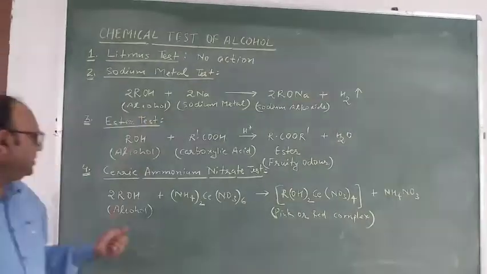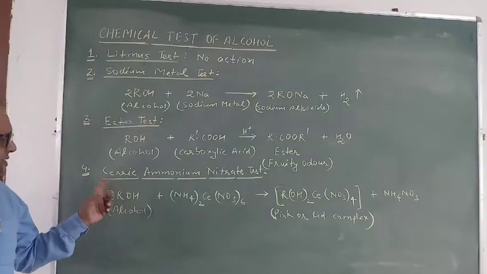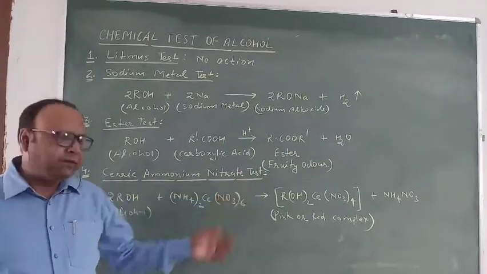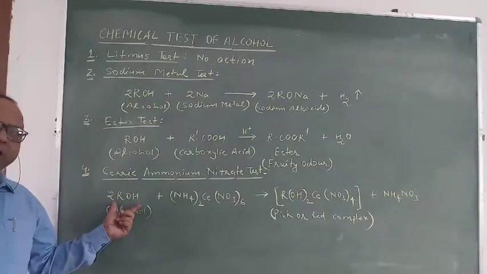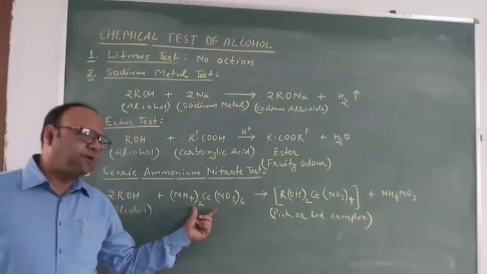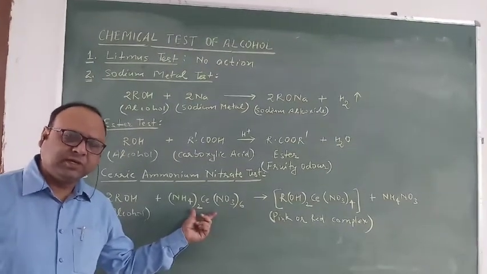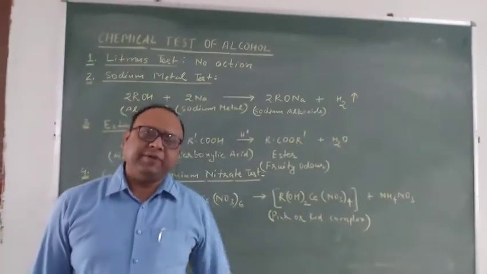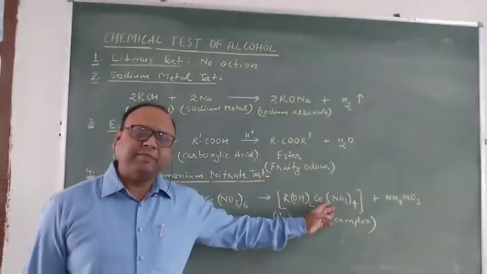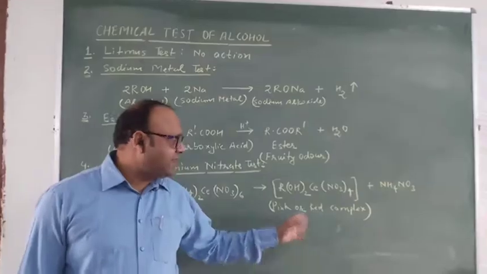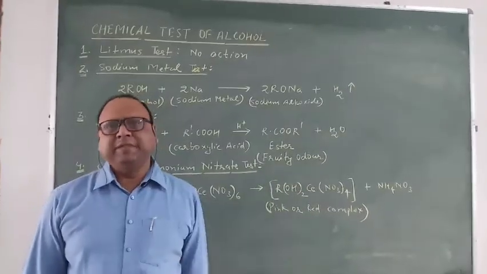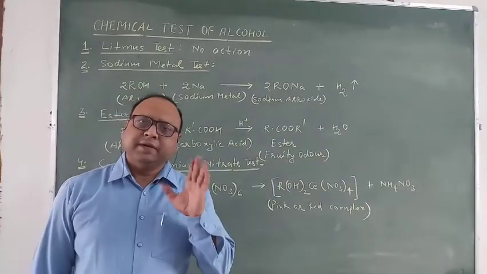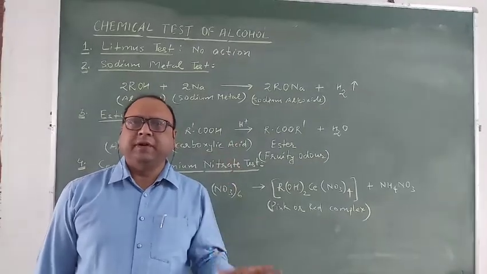The next is the ceric ammonium nitrate test. We have to take 1 ml alcohol plus some drops of ceric ammonium nitrate solution and shake it gently, then a pink or red color appears due to the formation of a complex. If this test occurs, then the taken compound is confirmed to be alcohol.